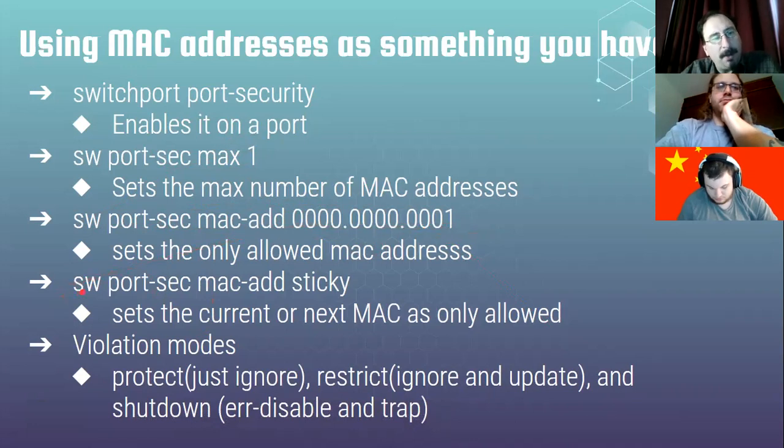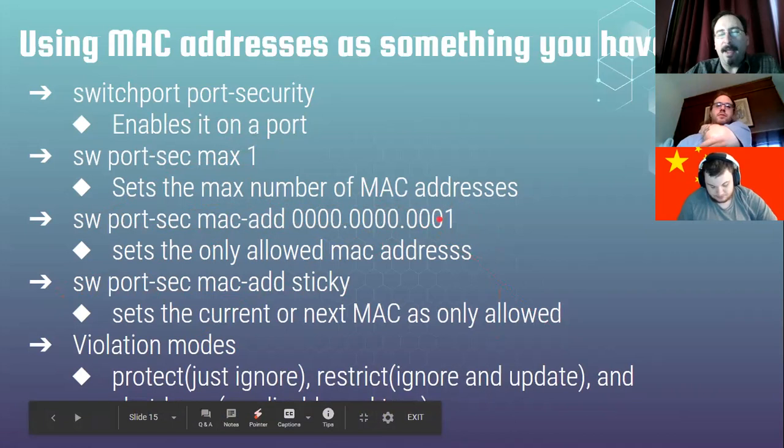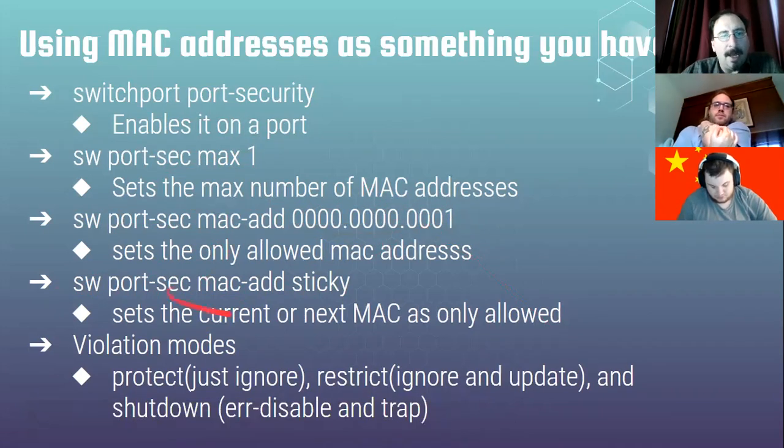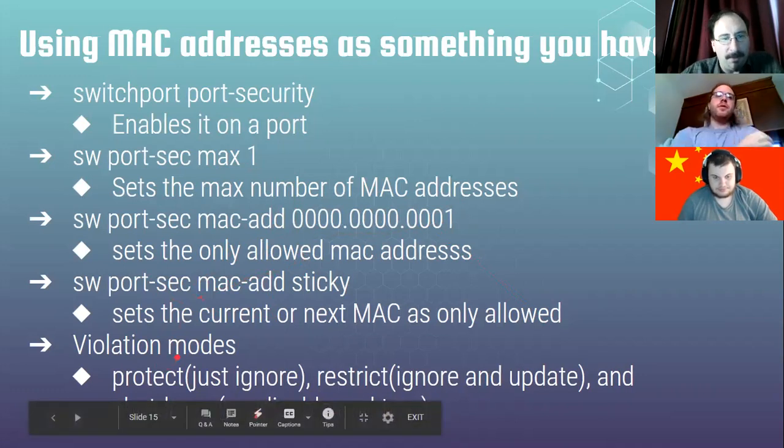Or we could do this command called switchport port-security mac-address sticky. Either the current MAC address or the next MAC address that plugs into a port will then be recorded. You don't have to manually add it. It will just grab it and put it as the one MAC address allowed on that port. If you do multiple MAC addresses, like 3, and you do sticky, the next 3 MAC addresses will be remembered, okay? And then you have violation modes.